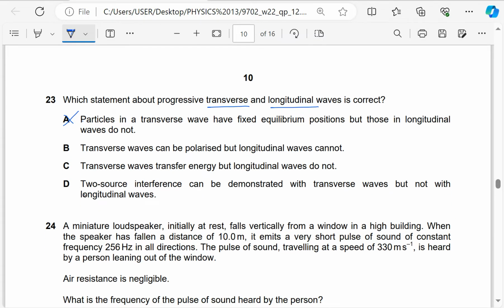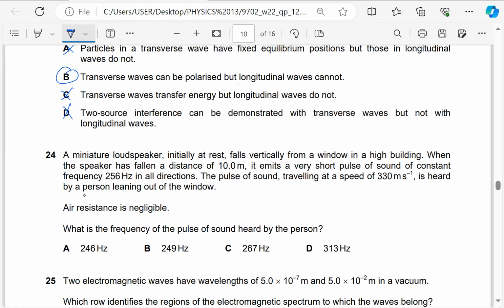Transverse waves can be polarized, but longitudinal waves cannot. I think this is very true. We can't polarize longitudinal waves because their vibrations are always parallel to the direction of propagation of energy. Transverse waves transfer energy, but longitudinal do not. This is not true because we can hear sound in a pipe, which is longitudinal. So both transverse and longitudinal transfer energy. It is stationary waves which do not transfer energy. Two-source interference can be demonstrated with transverse waves, but not longitudinal. Interference can be demonstrated by all waves.